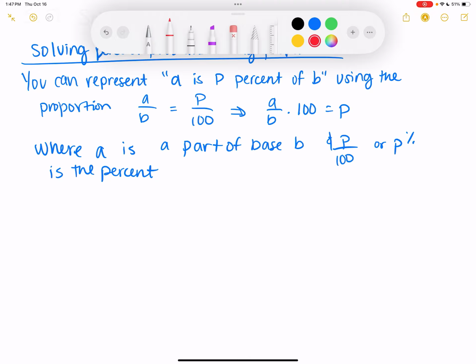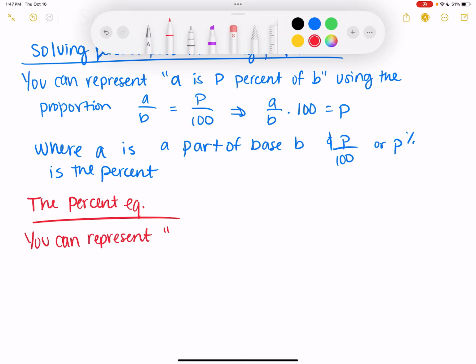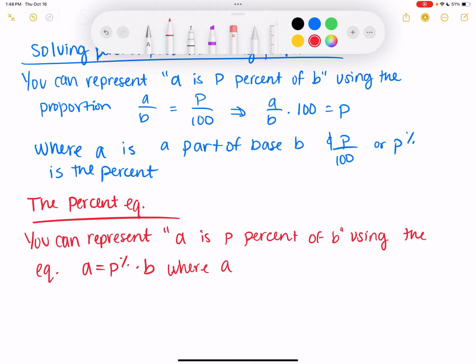The percent equation. You can represent A is P% of B using the equation A equals P% times B, where A is a part of base B and P% is the percent.